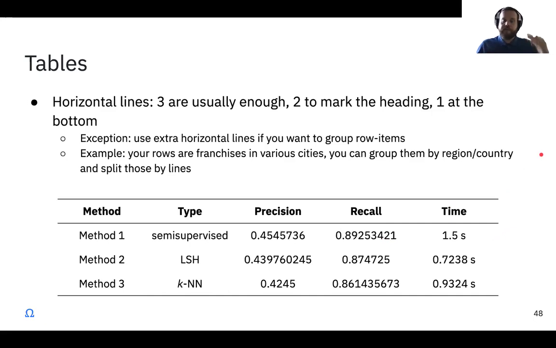So for instance, if you're a retailer and your rows are franchises in various cities, you can group those by region or country and split the regions or countries by lines. So you will have like a logical grouping of various regions and their performance. But if you don't have an explicit grouping of the row items that you want to communicate, just don't use the horizontal lines either.